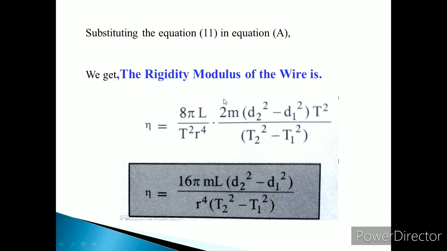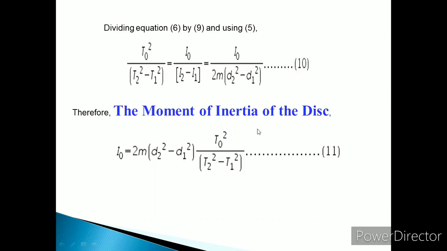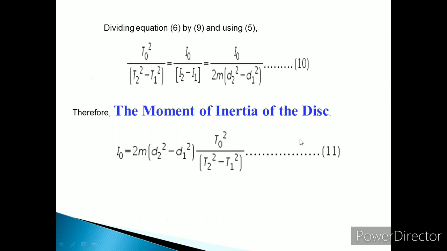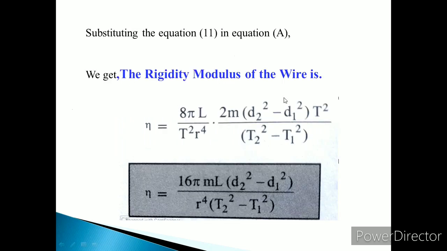Now, our other requirement is the rigidity modulus of the wire. That means, with the moment of inertia of the disk that is discussed, based on this we have to calculate the rigidity modulus of the wire. For that, substituting equation 11 in equation A, we get the rigidity modulus directly. Eta, or N, is equal to 8 pi L divided by T square R power 4 into 2m into D2 square minus D1 square into T2 square divided by T2 square minus T1 square. This is simple mathematical substitution. Or N or eta is equal to, after mathematical simplification, 16 pi m L D2 square minus D1 square divided by R power 4 into T2 square minus T1 square.